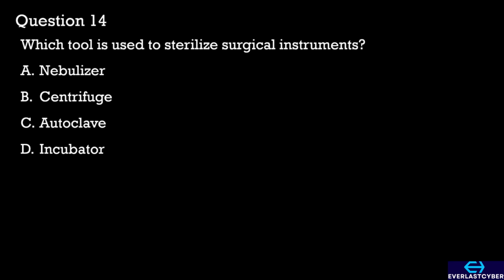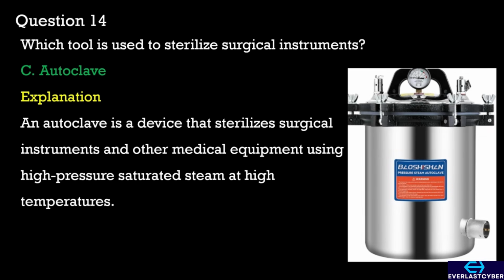An autoclave is a device that sterilizes surgical instruments and other medical instruments using high-pressure saturated steam at very high temperatures. By doing this, it effectively kills bacteria, viruses, fungi, and spores, and it ensures that the instruments are safe for use in sterile procedures. An incubator maintains controlled environmental conditions, and this is often used for growing microbial cultures, but it does not sterilize equipment. So the correct answer here is option C, and I've put in a screenshot of what an autoclave can look like.